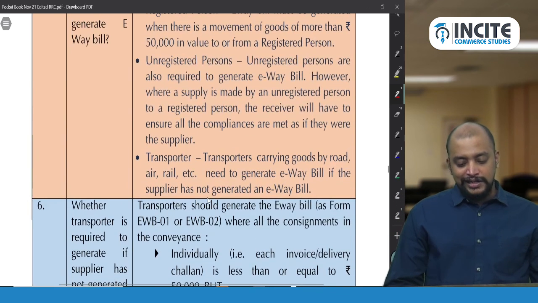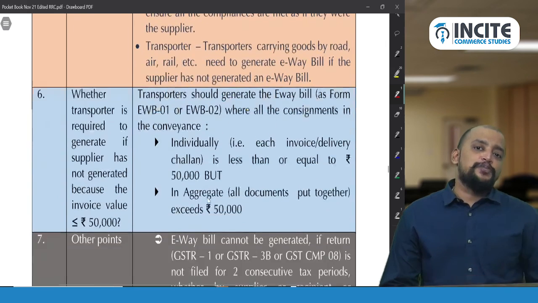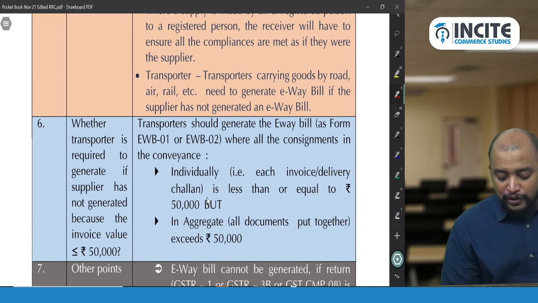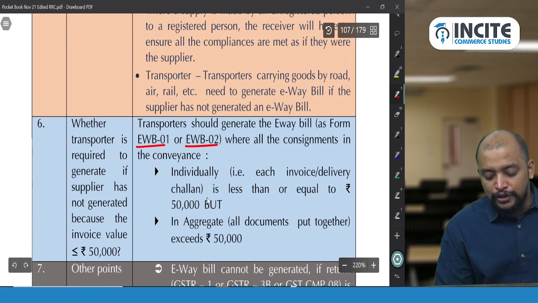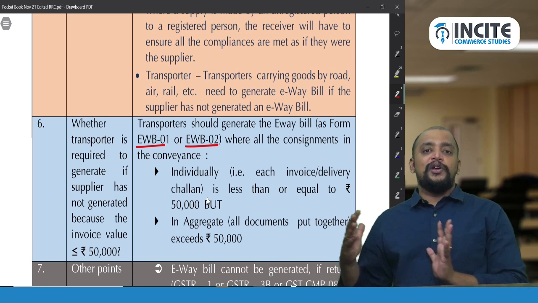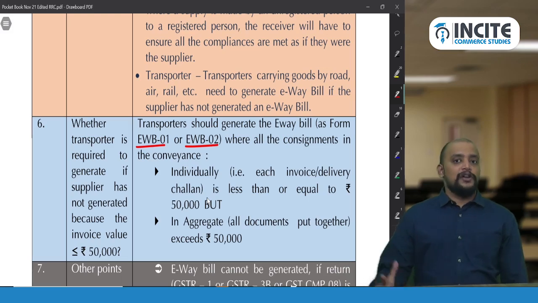Any doubt in this? And there is something called consolidated e-way bill. Consolidated e-way bill is to be generated by a transporter. E-way bill, EWB1, is to be generated with respect to each consignment. EWB2 is a consolidated e-way bill. So the summation of all e-way bills will be called a consolidated e-way bill. That is to be generated by the transporter always. Okay. Done.